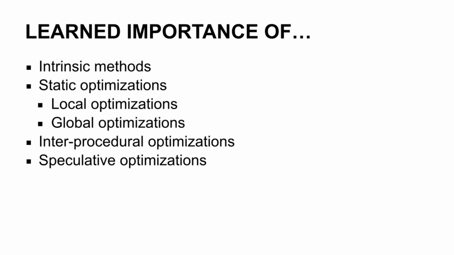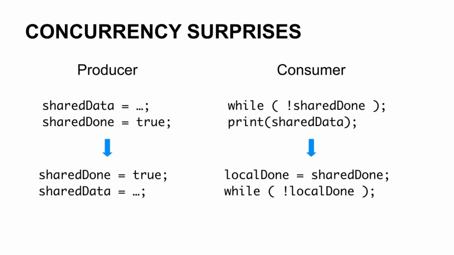And we've learned the importance of the different types of optimizations, the role of intrinsic methods, the role of static optimizations, both local and global, the importance of inter-procedural optimizations, and speculative optimizations. And we've learned that while these optimizations are seemingly obvious and a good idea, they can have some very surprising implications in certain contexts. Particularly when we start trying to write concurrent code, these optimizations that worked to our advantage before can quickly prove harmful.